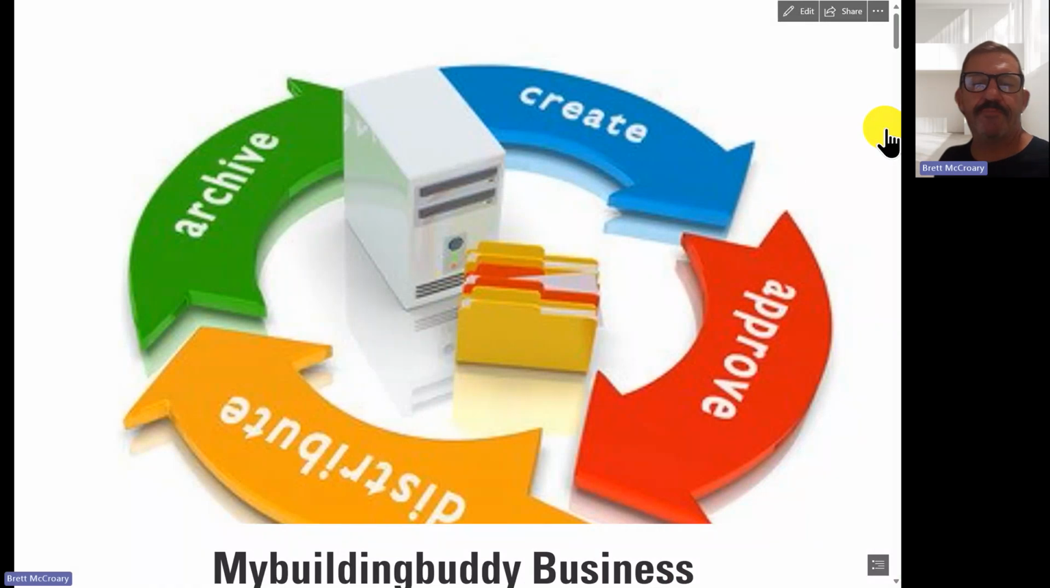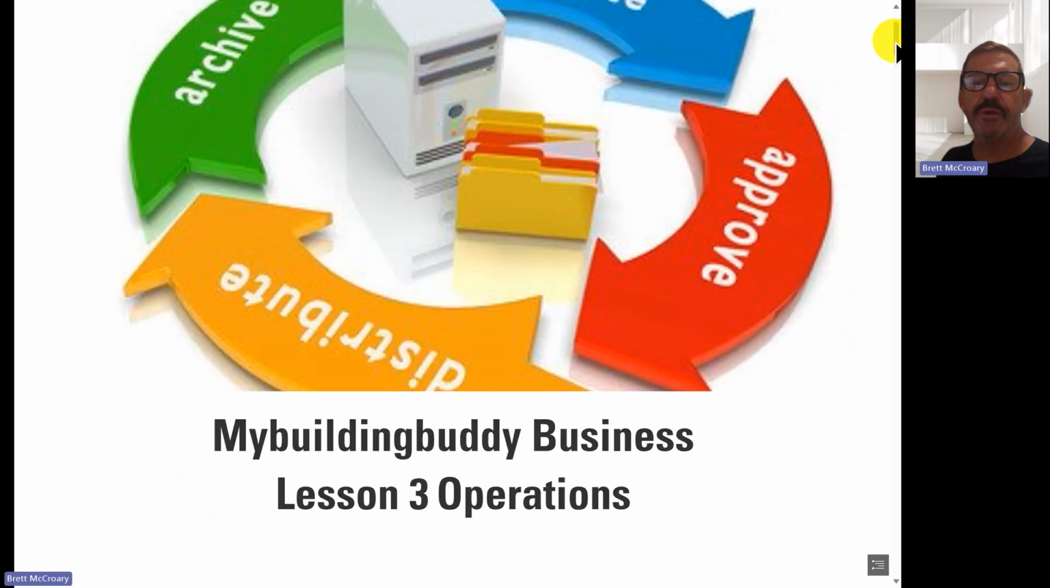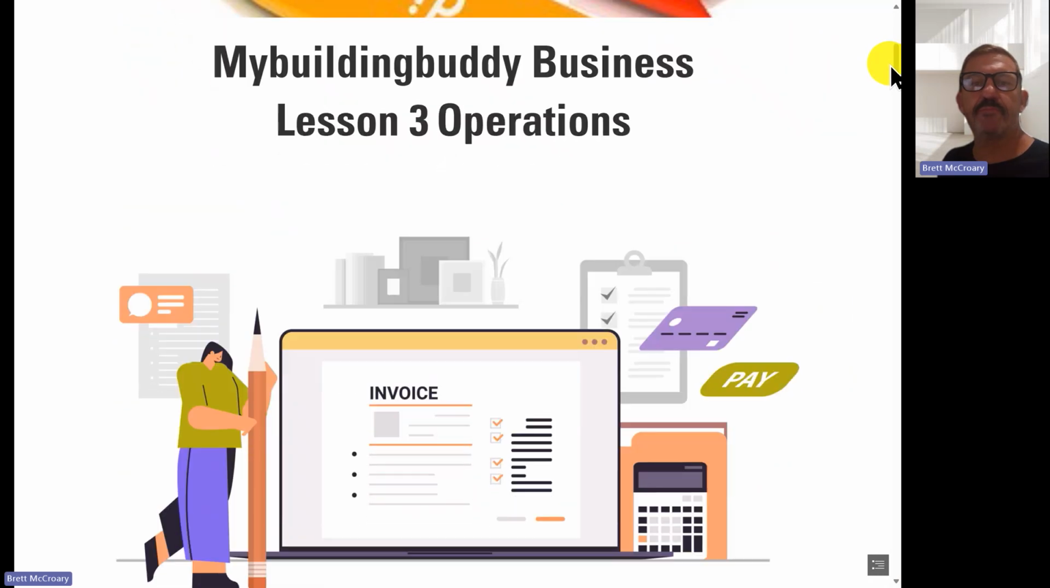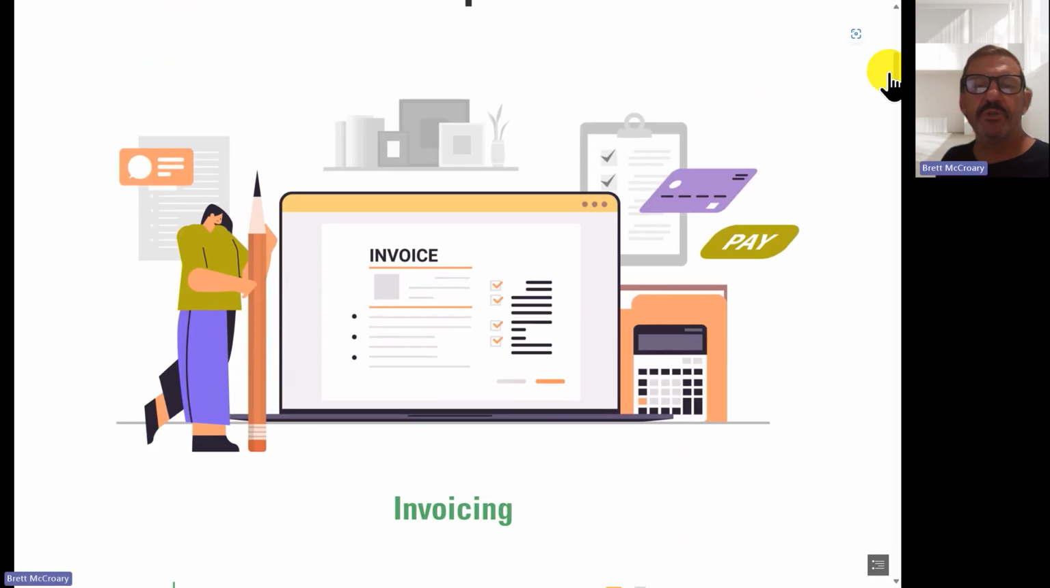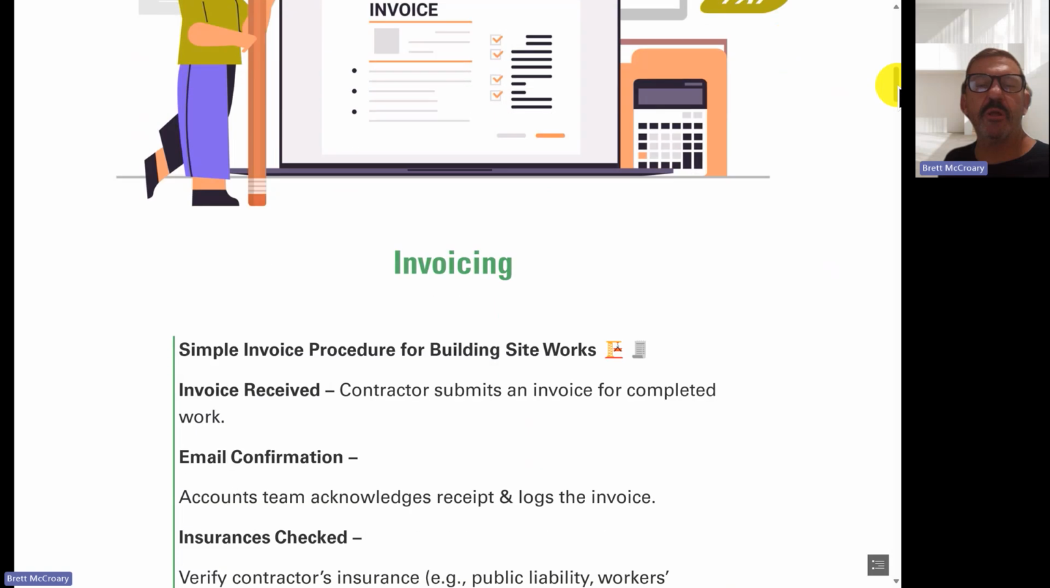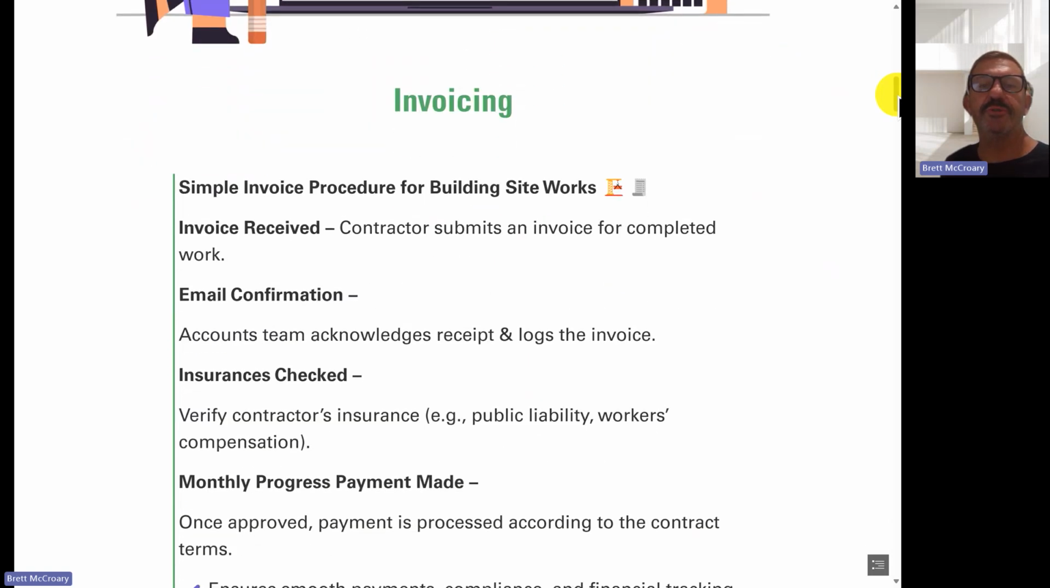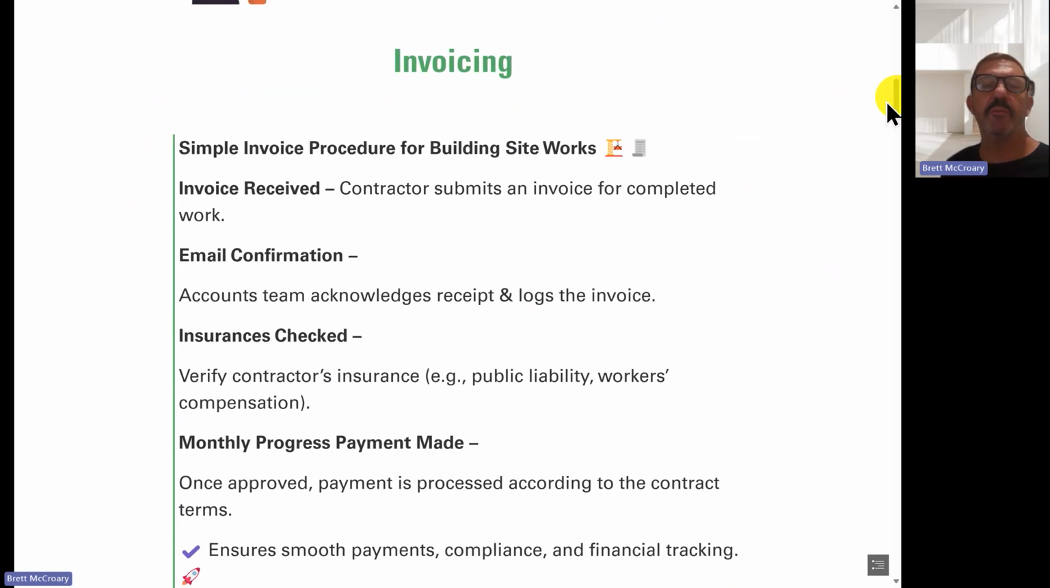So we are business lesson 3, operations. We're going to touch on some invoicing, like a simple invoice procedure for building site work. So think about it. Invoice is received. Contractor submits an invoice for completed work.